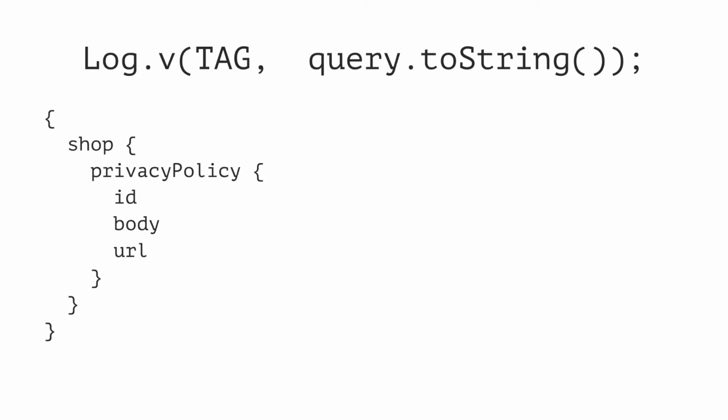Great, and if you wanted to see what the raw GraphQL request looked like, you can do that. This is what it would look like as far as the request body with GraphQL. It would include the privacy policy body and URL, and we're asking for Shopify to provide that back to us.